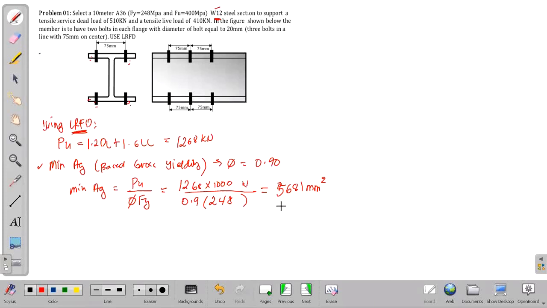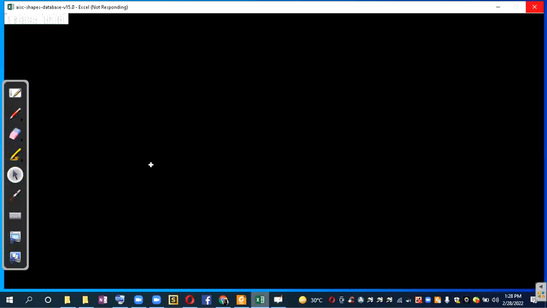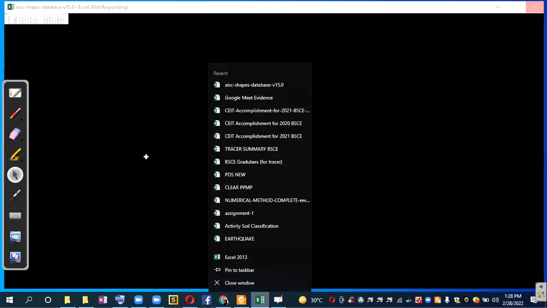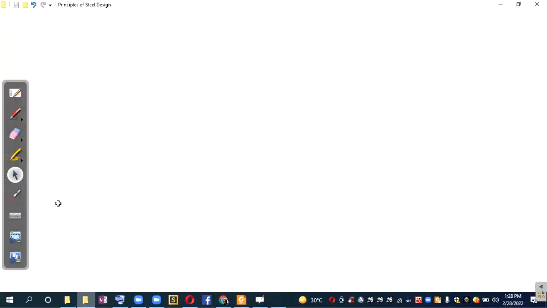So that we will have an assumption to have an idea in estimating yung whole areas natin if we consider yung minimum area based on the rupture. Okay? So, 5681. Punta kayo doon sa AISC manual natin. So, maghanap tayo ng section na yung area niya is mas malaki doon sa na-solve natin na minimum area.